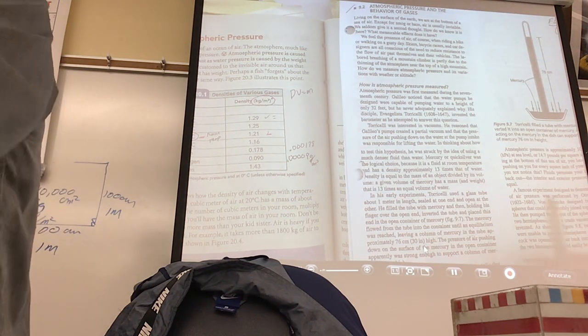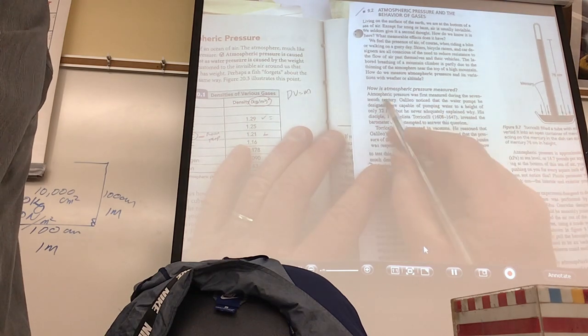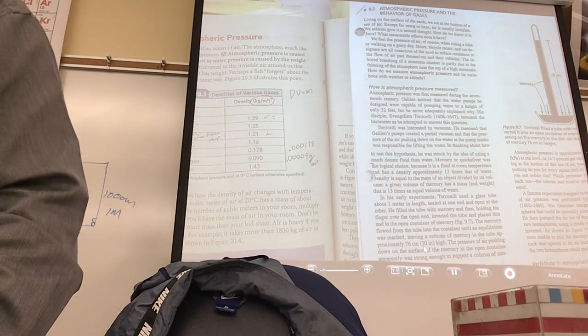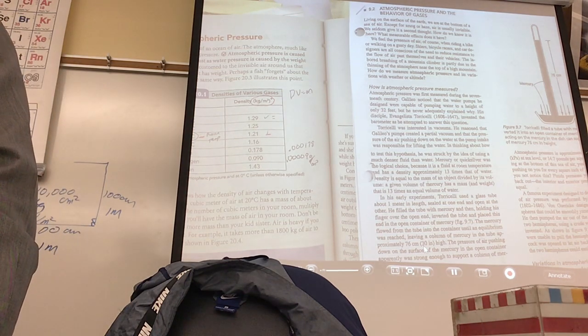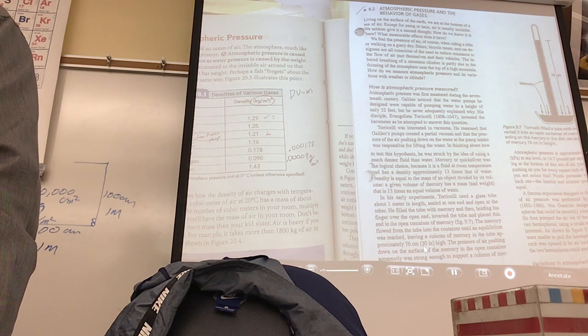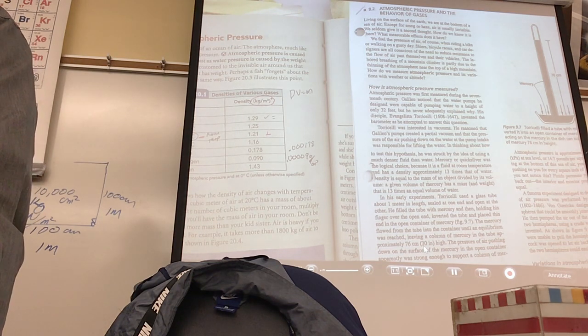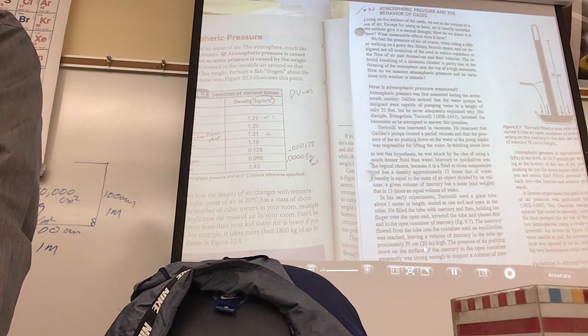For example, one of my favorite parts of the reading says, atmospheric pressure was first measured during the 17th century. Galileo noticed that the water pumps he designed were capable of pumping water to a height of about 32 feet, but he never adequately explained why. His disciple, Evangelista Torricelli, invented the barometer as he attempted to answer this question. Galileo, you're going to find out later in the second semester, was incredible, what he could think of that no one else could think of. And yet this was a little bit of a puzzle for him.